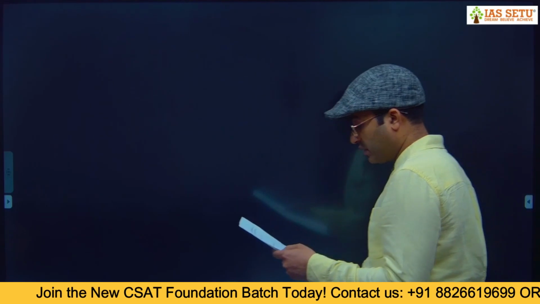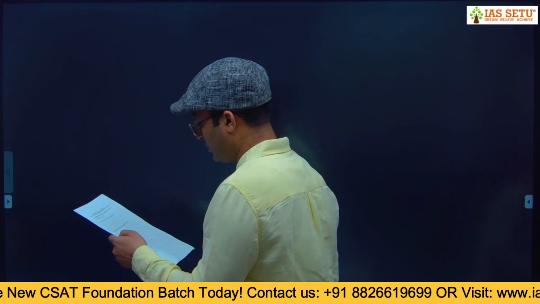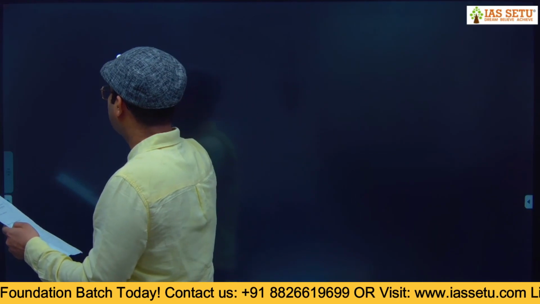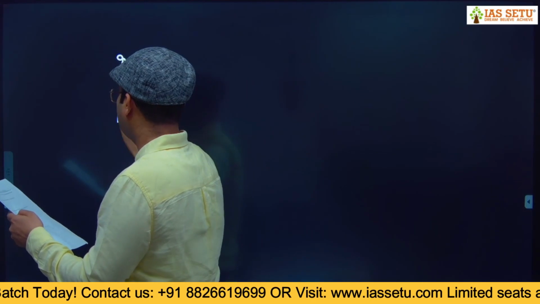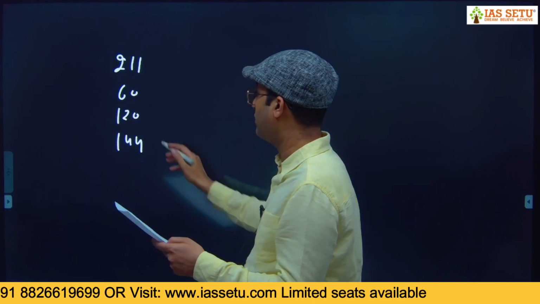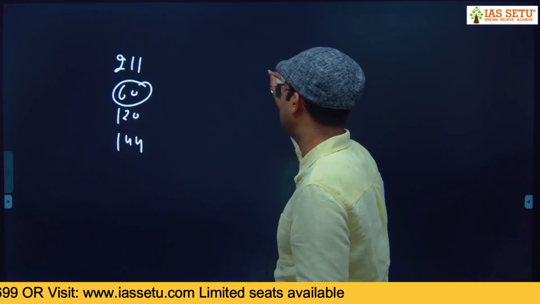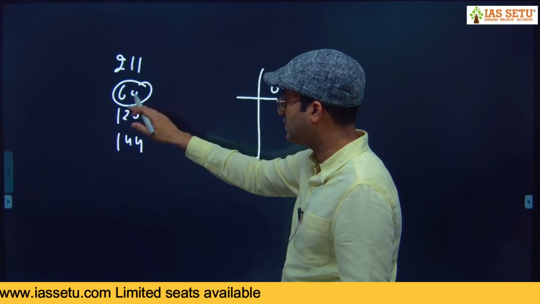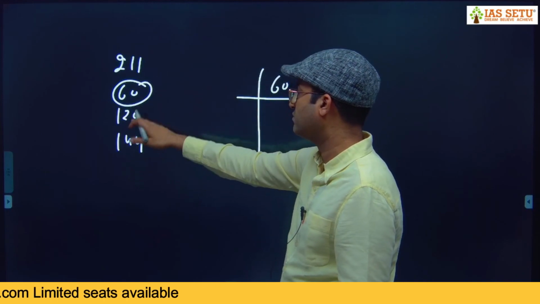Similarly, question number 3: what is the smallest number that has exactly 12 factors? The answer options given are 24, 60, 120, 144. So out of the given numbers, we need the smallest number that has 12 factors. We start with 60 and check it. If 60 will not satisfy, then we check 120. If that will not satisfy, we check the others.